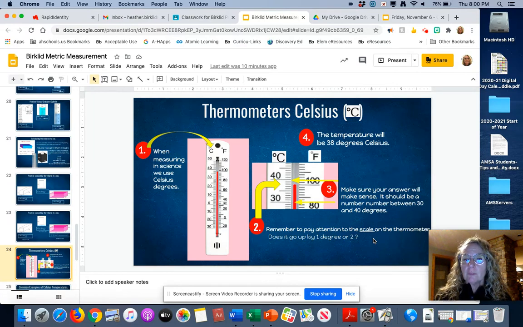One of the other things you can always check is, sometimes people get a little distracted and they go, oh, 42. But if you look at where the red ends, the number has to be between 30 and 40. So one of the mistakes we have to watch for is, does my answer make sense? Is my answer between the 30 and the 40? If you said 42, that doesn't make sense because 42 would be up here. So check to make sure that your answer makes sense. And for this one, the answer would be 38 degrees Celsius.